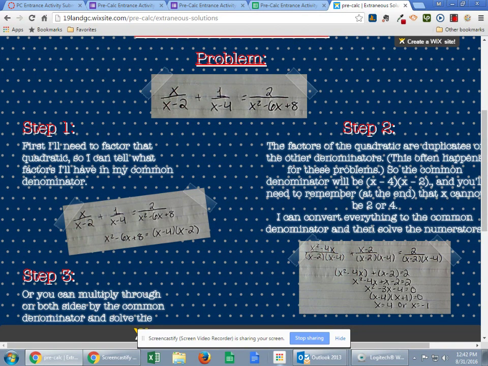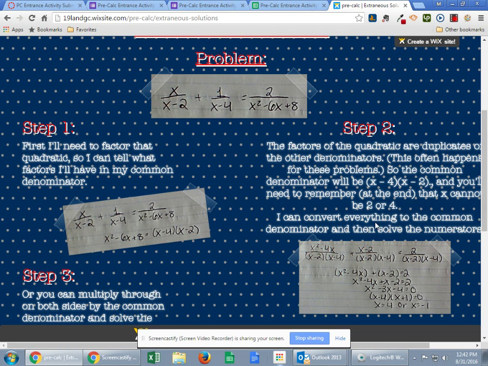First you'll need to factor the quadratic so I can tell what factors to have in my common denominator. The factors of the quadratic are duplicates of the other denominators. This often happens for these problems. So the common denominator would be x minus 4 times x minus 2. And you'll need to remember at the end that x cannot be 2 or 4.